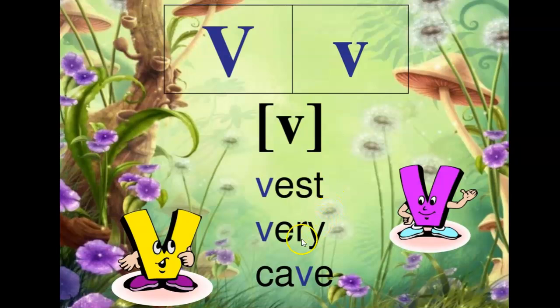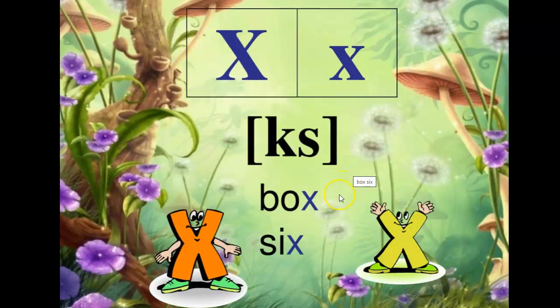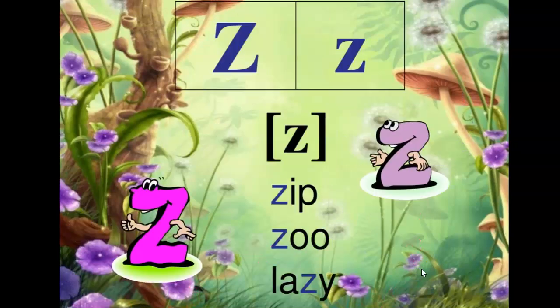V: vest, very, and cave. W: window, well, and we. X: box and six. Y: fly, goodbye, and my; happy, family, and very. Z: zip, zoo, lazy.